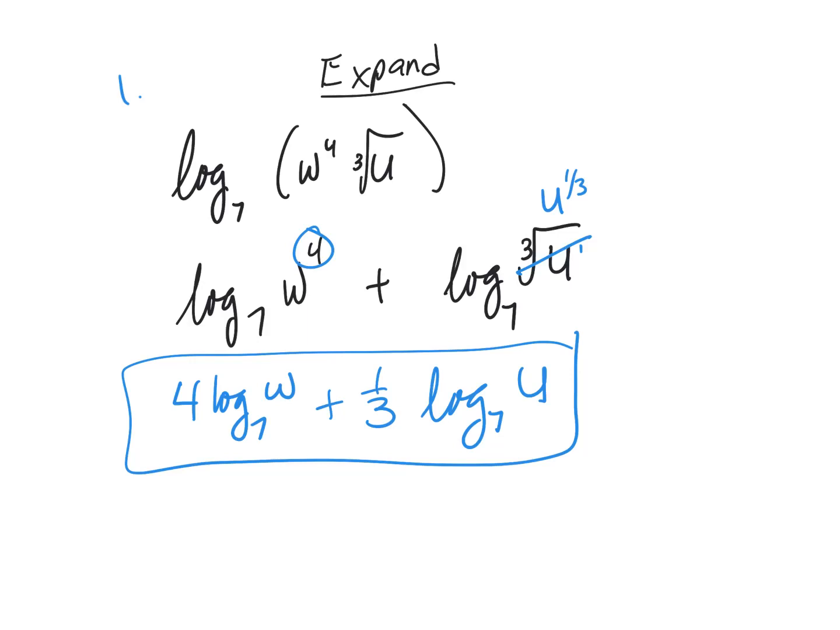So when you're doing these, whenever you have multiplication, which here is a multiplication, you change it to plus, and you give each one their log. And then whenever you have exponents, you put the exponent in the front. So this 4 goes in the front, 4 log base 7 of w, plus 1/3, because the cube root is 1/3, log base 7 of u. So that's how you expand that logarithm.